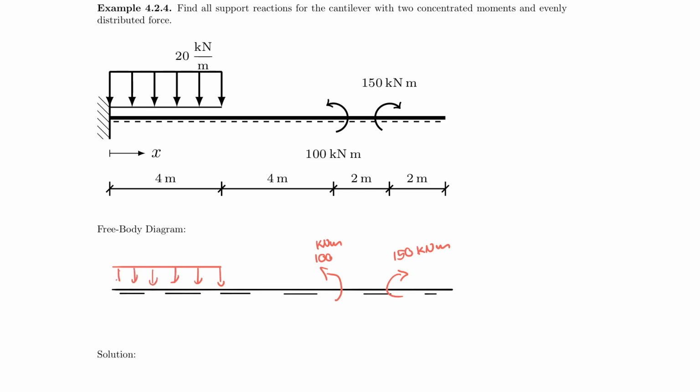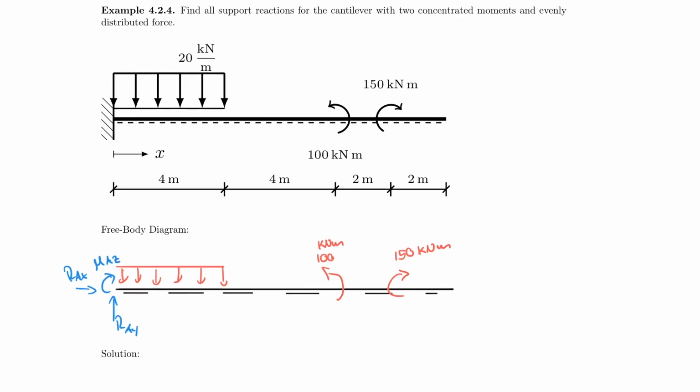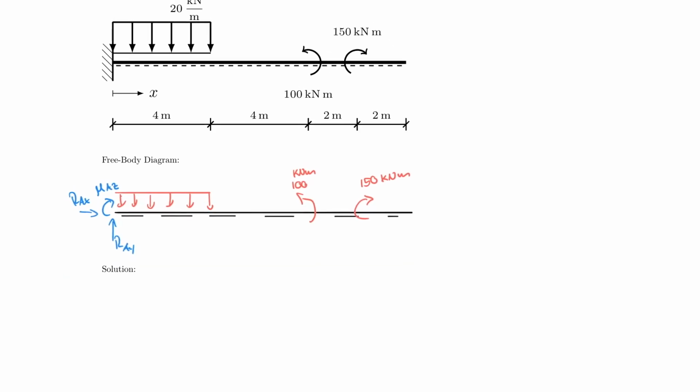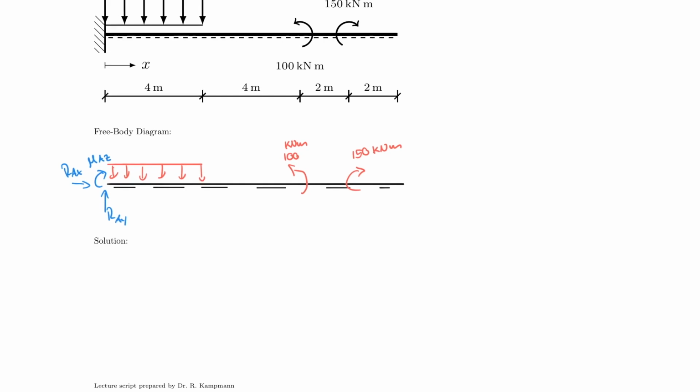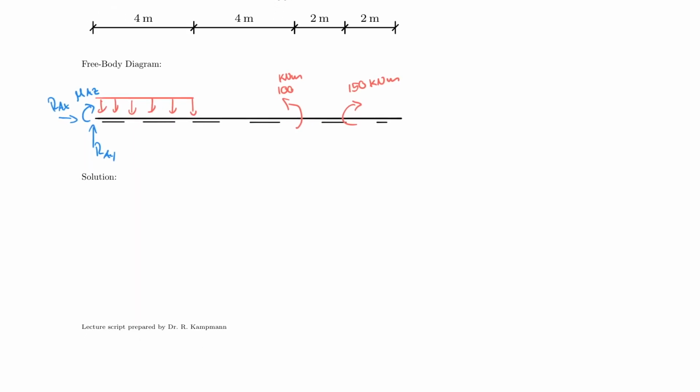So let's now go ahead and add the support reactions RAY, RAX, and MA about the z-axis. All right, and that's all we need to get started. So let's go ahead and run our calculations.